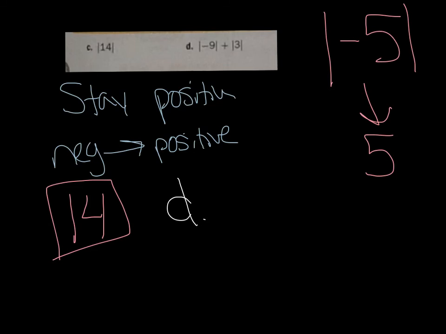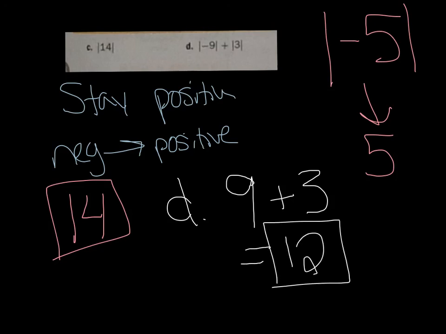I have -9 plus 3, so we're going to throw in a little bit of addition. -9 inside the absolute value signs tell me that I'm going to have a positive 9, and I keep that plus. And whenever I have a 3, since it's a positive 3, I'm going to leave it as a positive 3. So again, any number inside the absolute value signs comes out positive. So 9 plus 3 is 12. So that would be my answer.